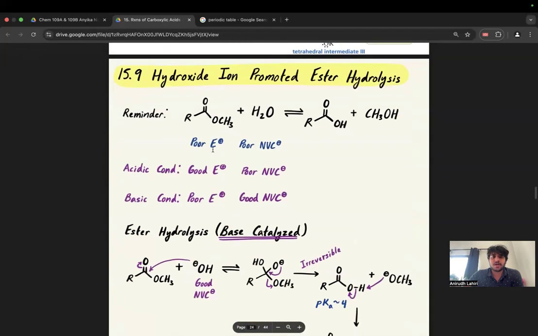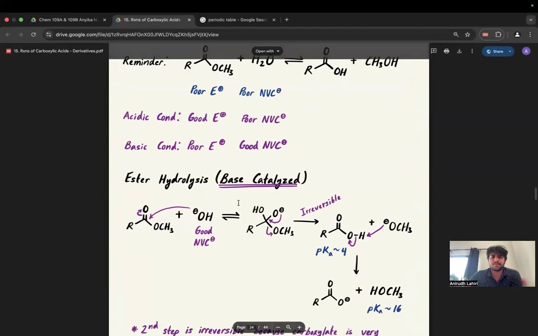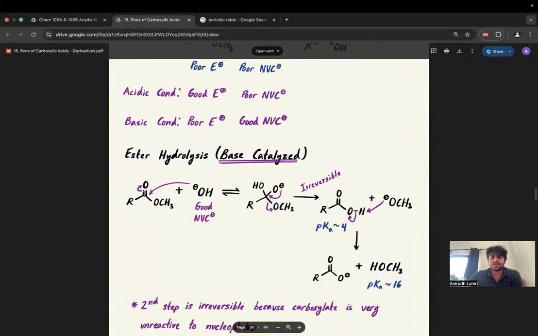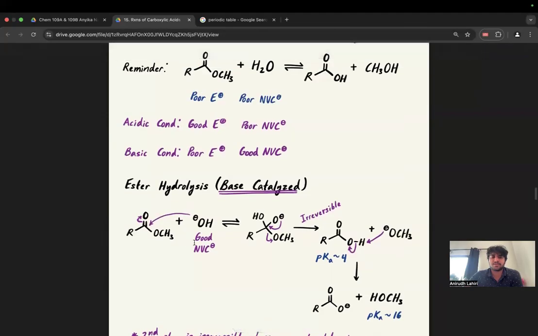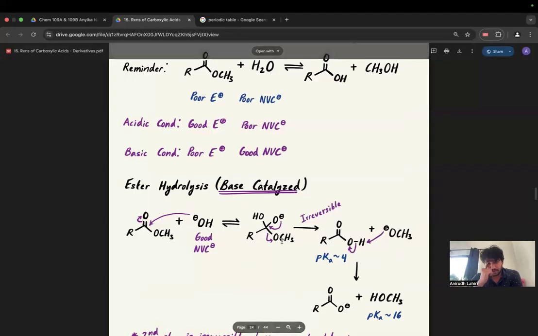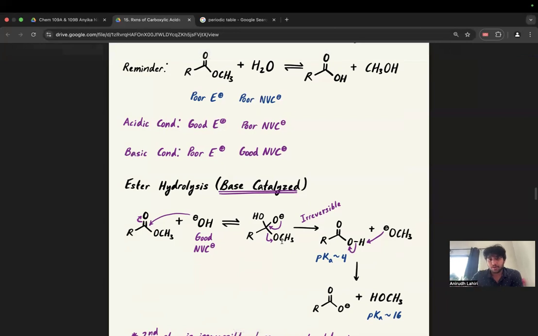Okay. Hydroxide ion promoted ester hydrolysis. So this is ester hydrolysis in basic conditions. So we talked about, oh, actually, sorry, we haven't talked about acidic conditions yet. Okay, acidic conditions, good electrophile, poor nucleophile. Basic conditions, poor electrophile, good nucleophile. Base catalysis, we attack right here, right away, because we have a good nucleophile. So this is a bad electrophile, but it's a good nucleophile, so it's okay. And then these come down and kick this off. This is an irreversible step.